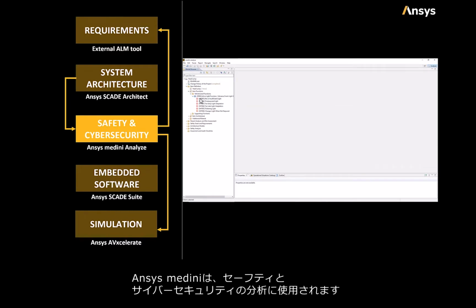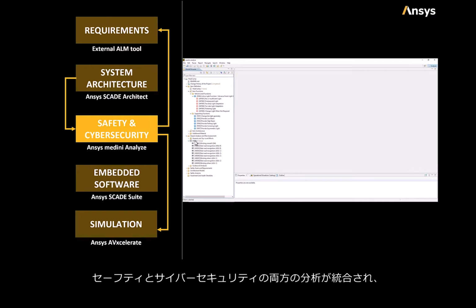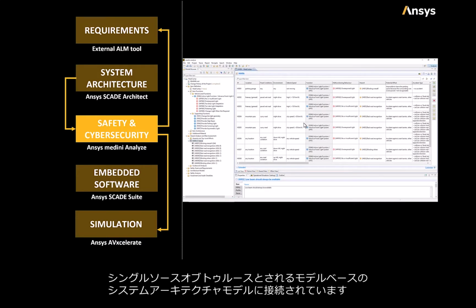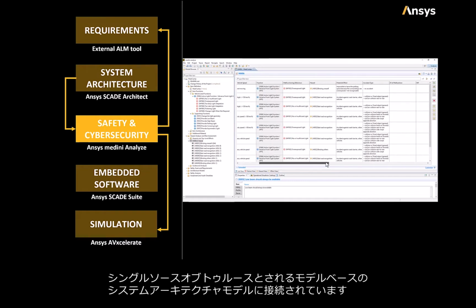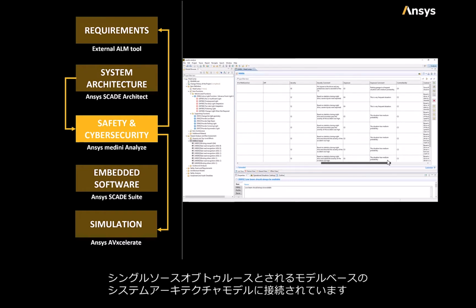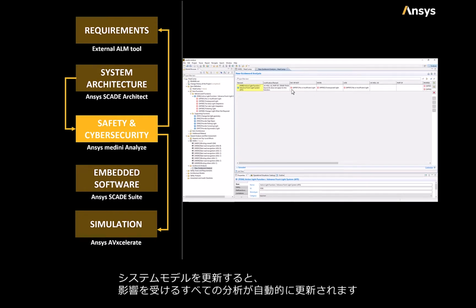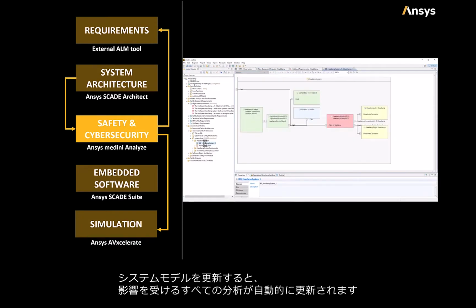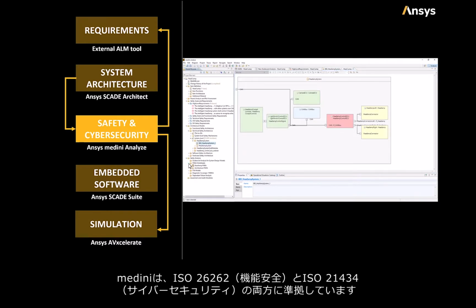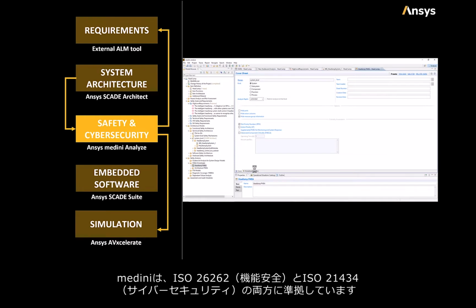Ansys medini is used for safety and cybersecurity analysis. Both safety and cybersecurity analysis are integrated and connected to a model-based system architecture model that is considered the source of truth. In the headlamp demo, the architecture is imported from SCADE Architect. Any update in the system model automatically updates all the impacted analyses. Medini complies with both ISO 26262 for safety and ISO 21434 for cybersecurity.